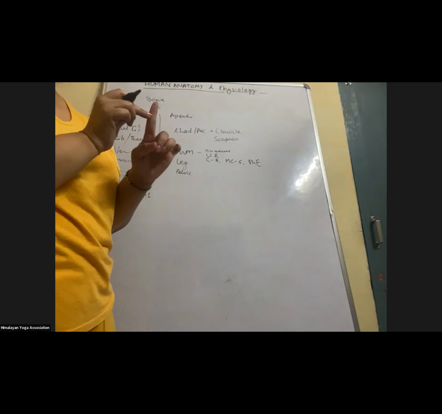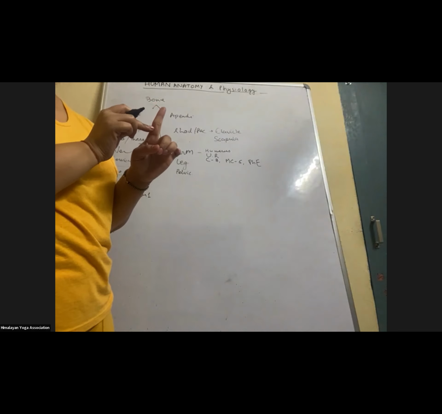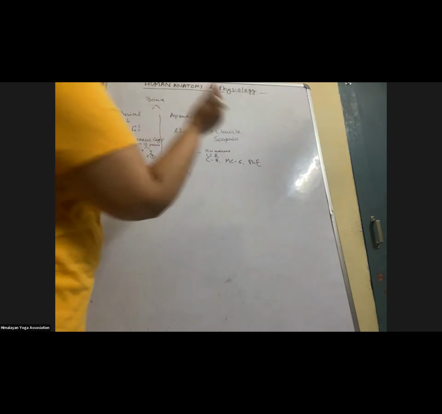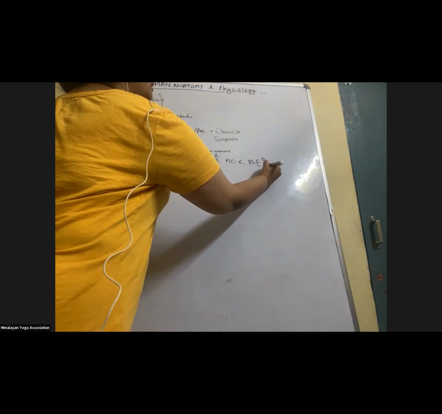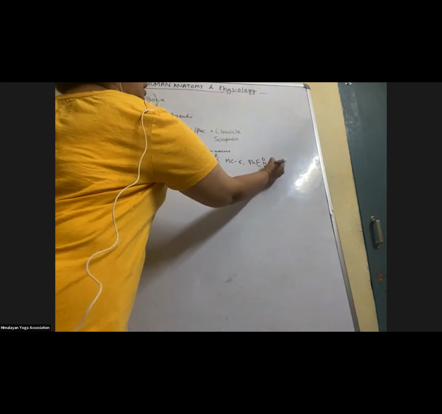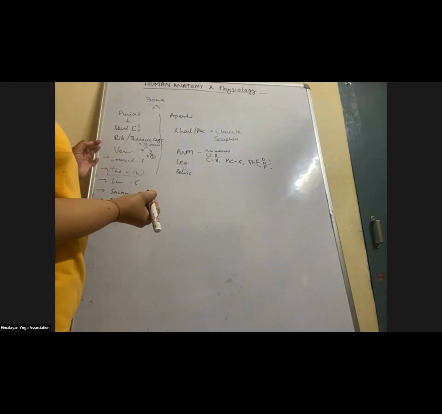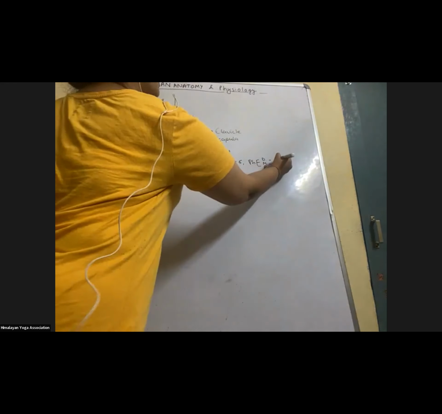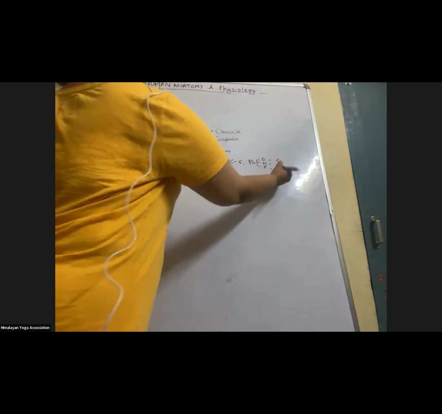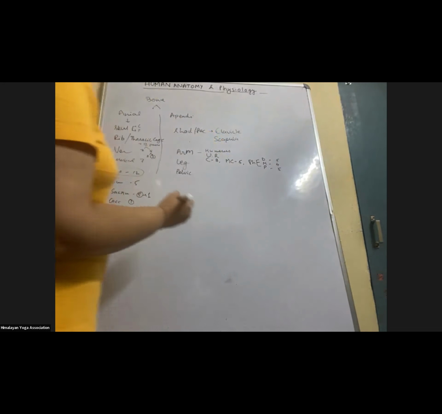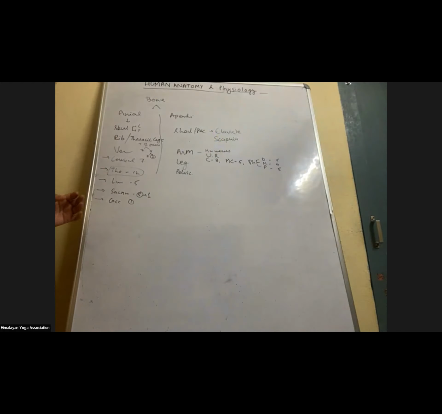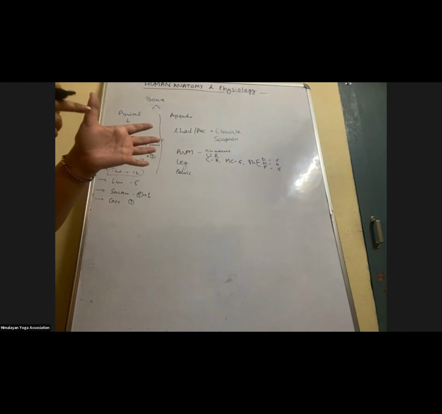Distal. Middle. Proximal. Very good. So we have distal, middle, and proximal. How many distal? 5. How many proximal? 5. How many middle? 4. Why? There's not a middle on the thumb.